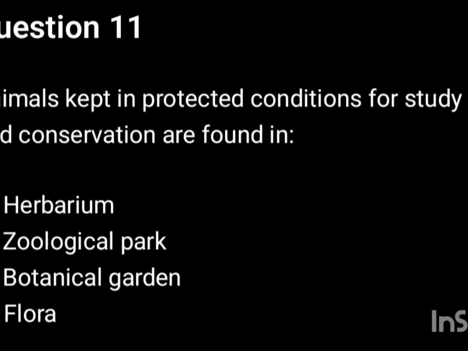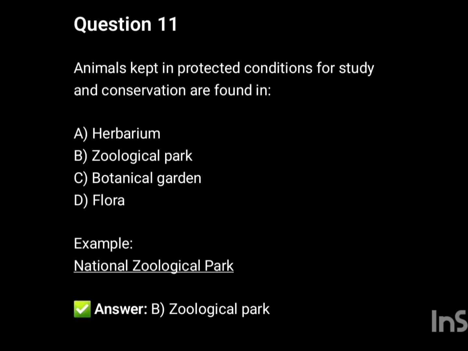Question number 11. Animals kept in protected conditions for study and conservation are found in? Options: A, herbarium, B, zoological park, C, botanical park, D, flora. The correct answer is B, zoological park.